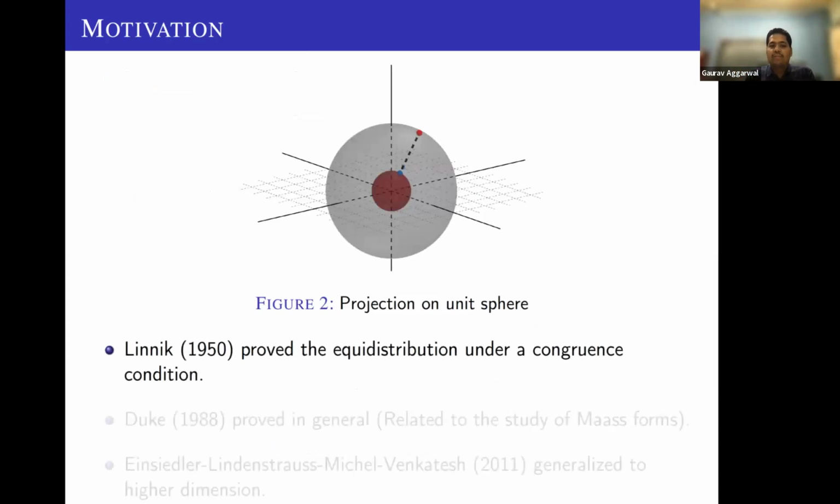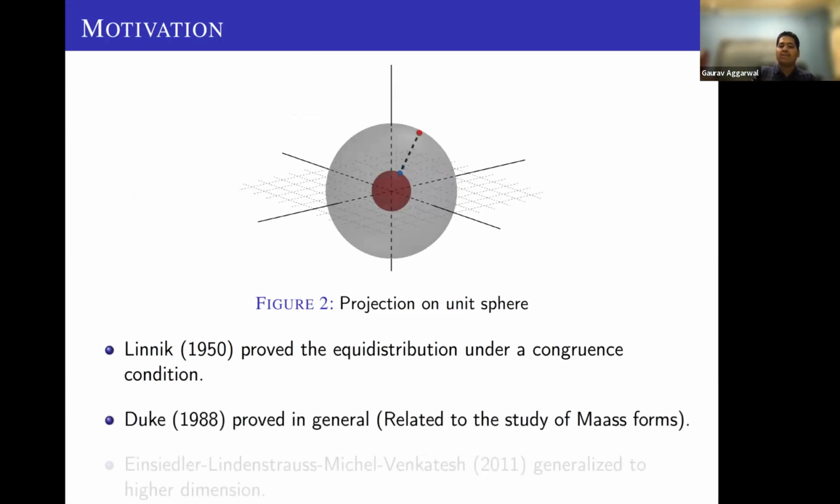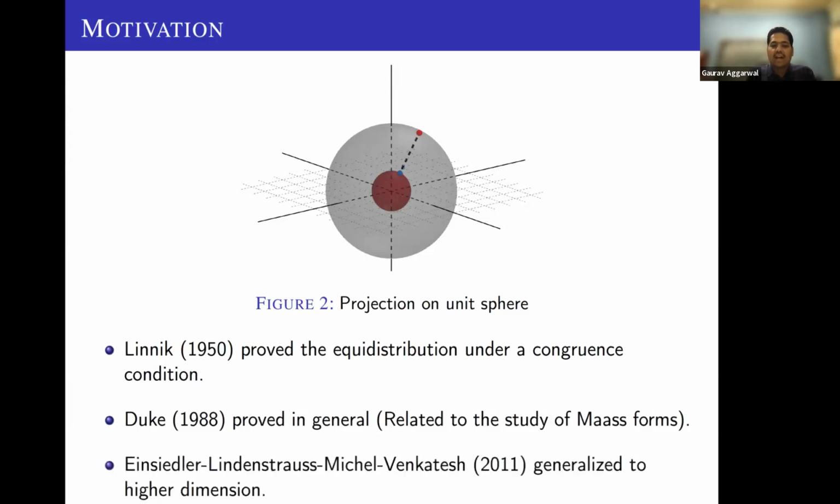In 1950, Linnik proved that as long as the sequence of integers tending to infinity satisfies a certain congruence condition, the projected points equidistribute on the sphere with respect to the usual Haar measure on the sphere. Duke in 1988 proved this in full generality, without assuming any congruence condition on the increasing integers, by relating it to the study of Maaß forms and based on the work by Iwaniec.